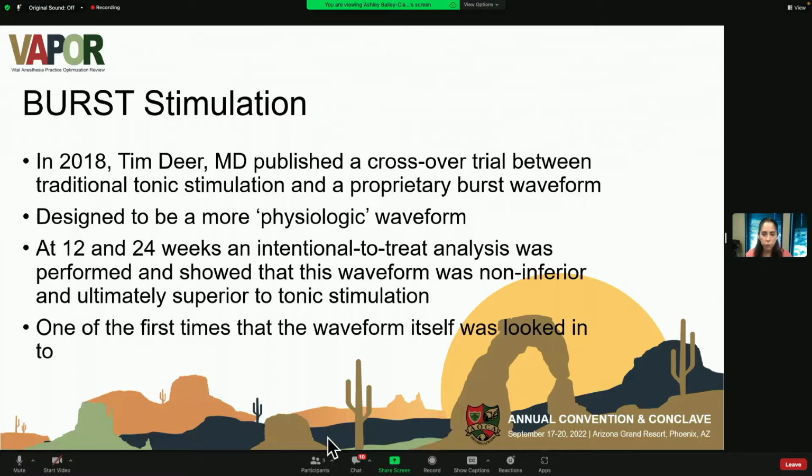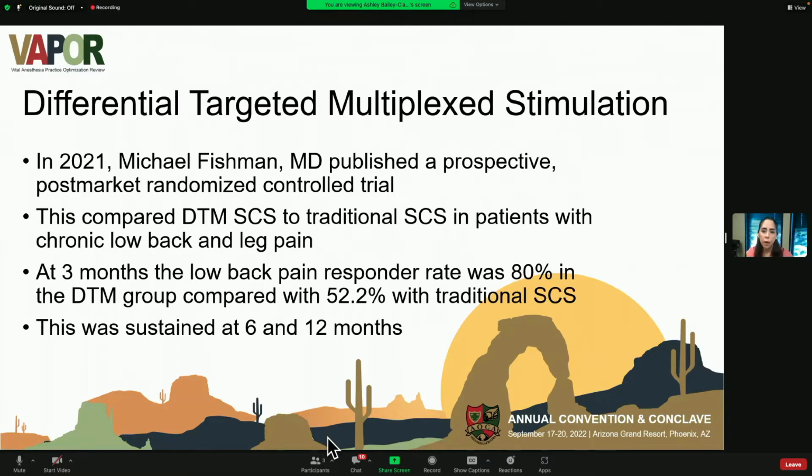Again, at 12 and 24 weeks in an intention to treat analysis, they showed that it was superior to traditional tonic or paresthesia-based stimulation. From there, again, I mentioned earlier that Dr. Vallejo was the first one to look and discuss that we've now seen that we can change the phenotypic expression of microglia, and he did that with the differential targeted multiplex stimulation.